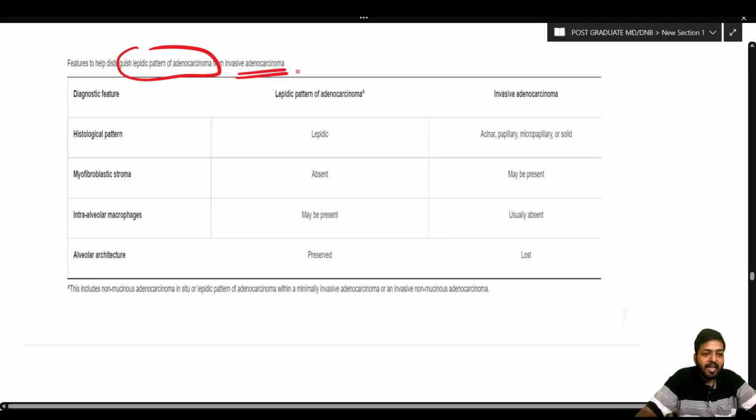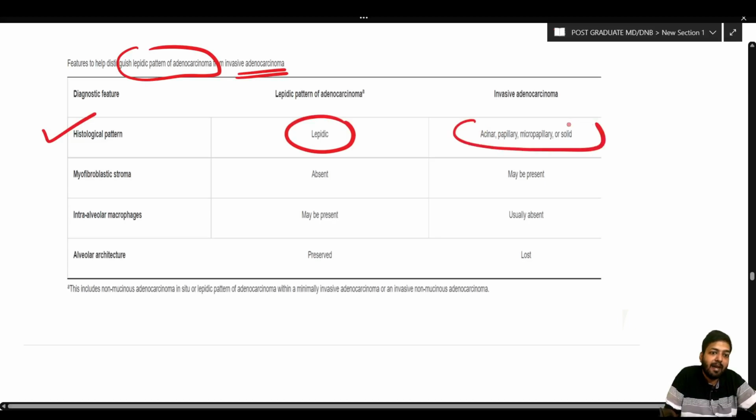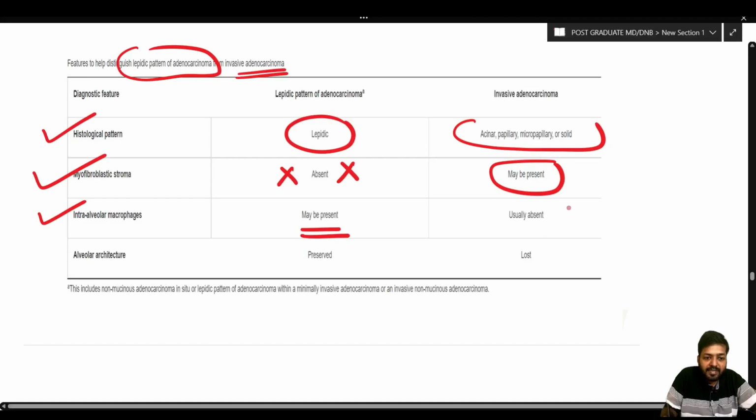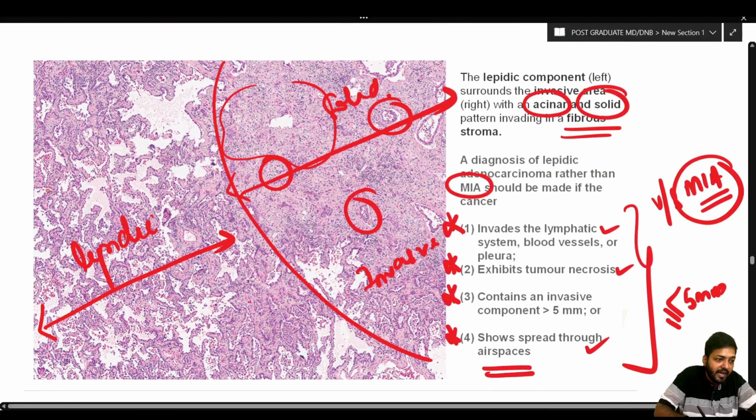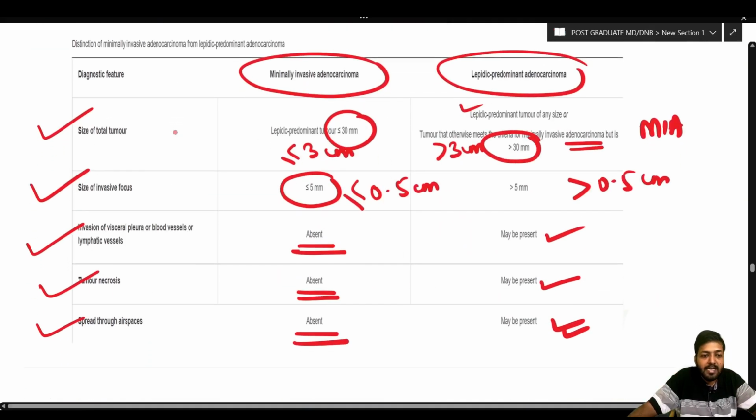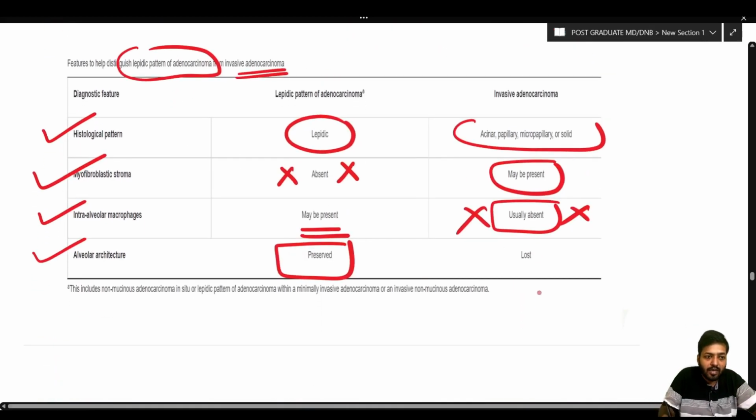Now, lipidic predominant adenocarcinoma can also be differentiated from pure invasive variety. How? The histological pattern in the lipidic variety is lipidic, but over here in the invasive variety, you can have acinar, papillary, micropapillary or solid variety. The myofibroblastic stroma is usually absent over here, but it may be present in invasive variety. Intraalveolar macrophages may be present, but usually they are absent over here. Alveolar architecture is quite preserved, as you can appreciate. This is the lipidic predominant and the alveolar architecture yet is preserved. You can see over here in this diagram. Whereas in the invasive variety, it is lost. Okay.